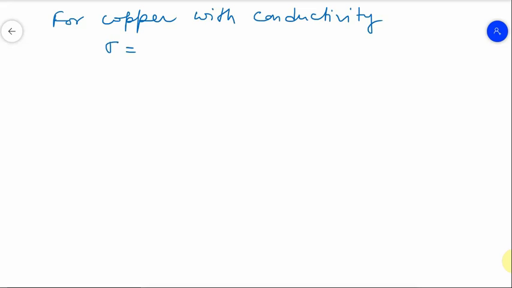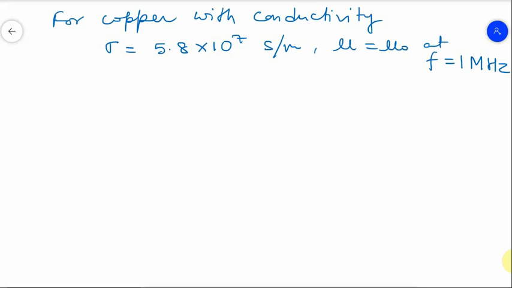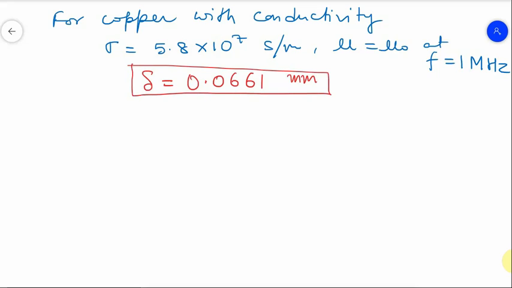Now for copper, it has been calculated that for copper with conductivity sigma equals 5.8 into 10 to the power 7, mu equals mu 0, at f equals 1 megahertz, if we put these values and calculate delta, delta comes out to be 0.0661 mm.